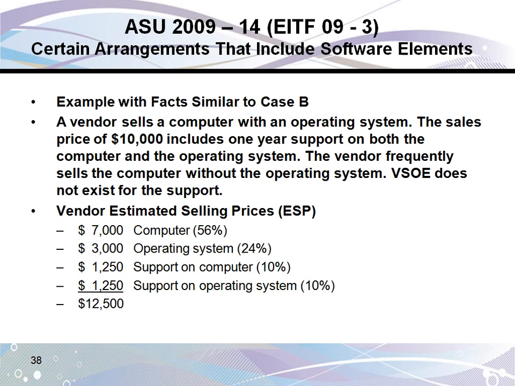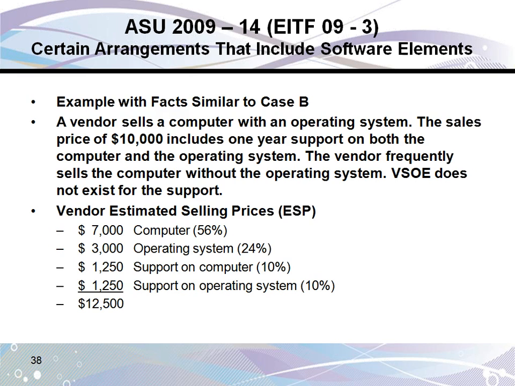Let's look at an example similar to case B. Here a vendor sells a computer with an operating system. The total transaction price is $10,000 and includes 1 year of support, and that supports both the computer and the operating system. The vendor frequently sells the computer without the operating system. So we're going to consider the computer non-software and the operating system software. In addition, VSOE doesn't exist for the support, at least on the separate support elements, because prior to adoption of 08-1, we really didn't think of things that way and think of selling support on the computer only and support on the operating system only.